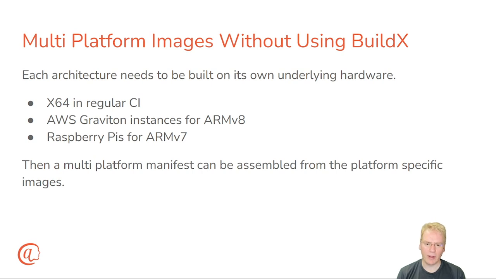So once an image has been created for each of the architectures, that then needs to be stitched together into a multi-platform manifest, which is assembled from the platform-specific images. And that manifest process can be run on any of the architectures. It just needs to have sight of the images for the platform-specific pieces.